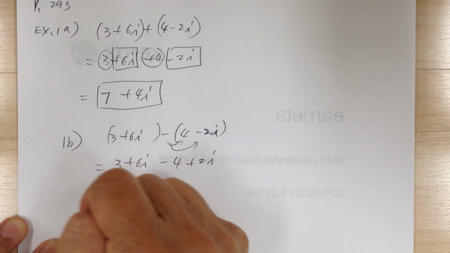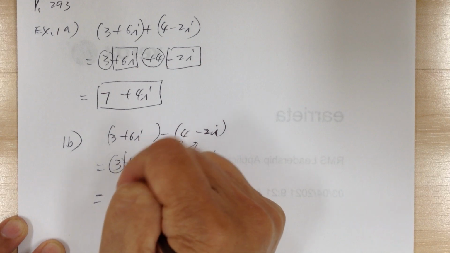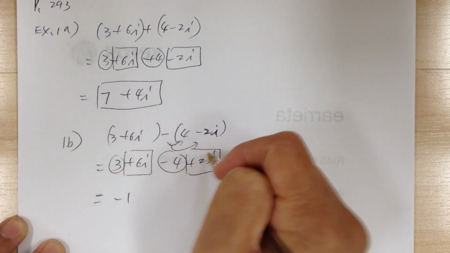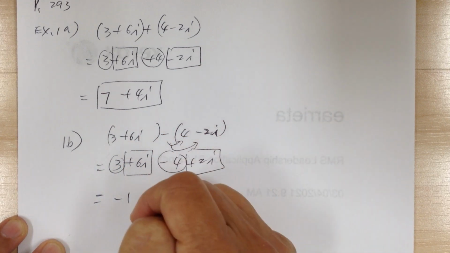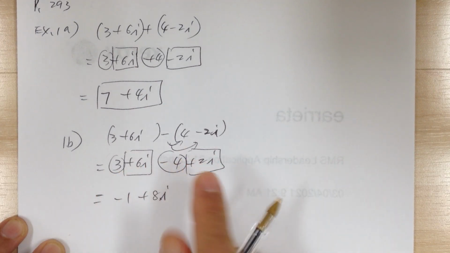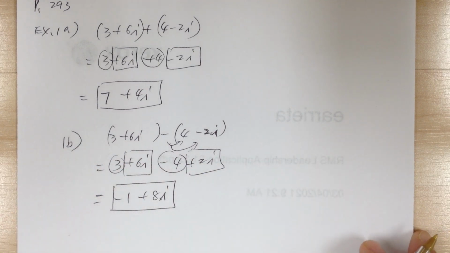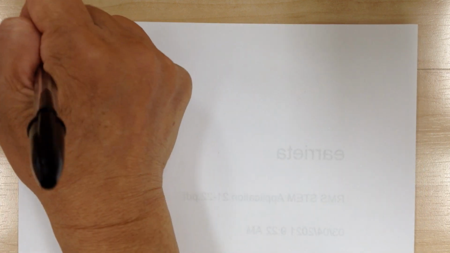Then after that, you can combine the like terms. So 3 minus 4 is negative 1, and the plus 6i plus 2i will give you plus 8i. So you only add the same kind of numbers. Do not mix the two different kinds of numbers. Okay, let's go to the next example.